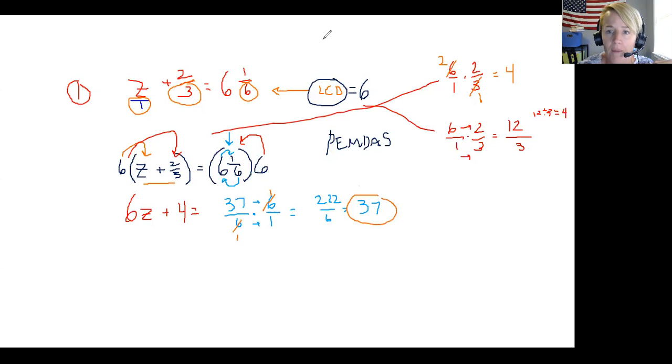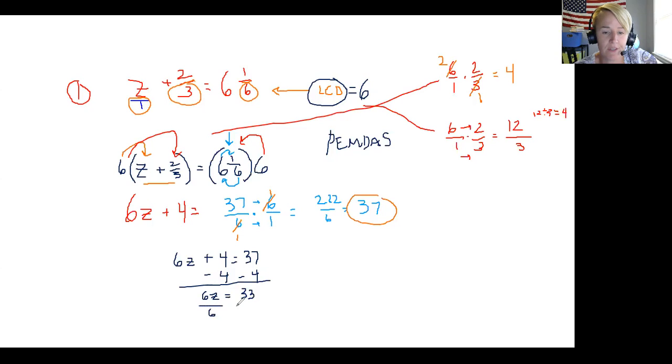Okay, so now my problem looks something like this. 6z, 6 times z, plus 4 equals 37. Now from this point on, you should probably know how to do this. I need to subtract 4 from both sides because I want to get that 6z by itself. 6z, 37 minus 4 is just 33. Now I need to divide by 6 to get rid of this 6 that's multiplied by the z, and this is going to reduce down.